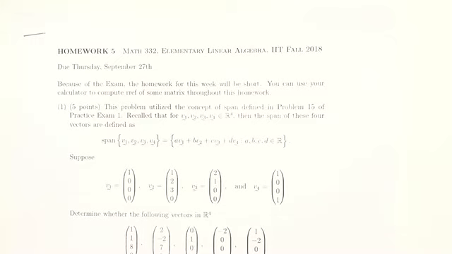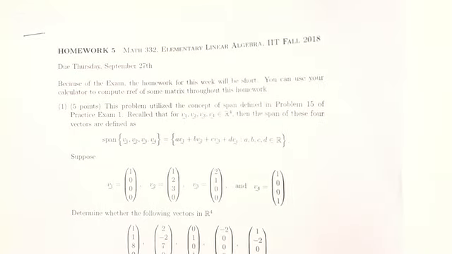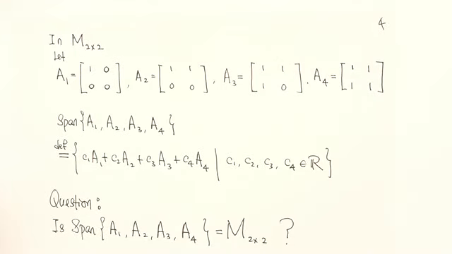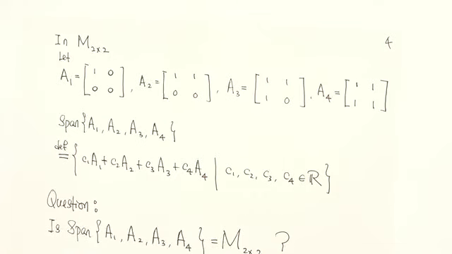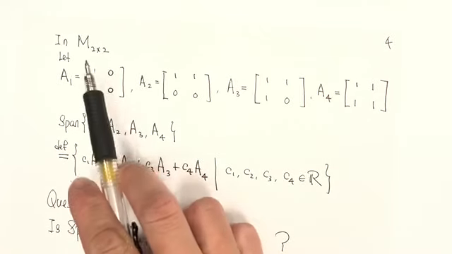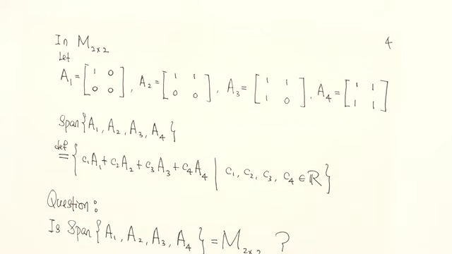All right, this is the second video and we are going to continue our discussion of homework number 5. But instead of looking at a specific problem, in this video we are going to look at a problem which is very similar to the one that we just solved in the first part of the video. Here the only difference is that instead of looking at R4, we are working in the vector space M2 by 2, which consists of all the 2 by 2 matrices.